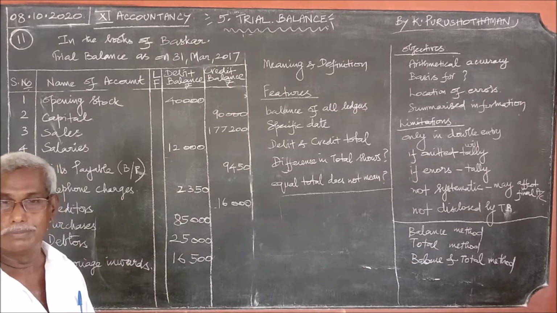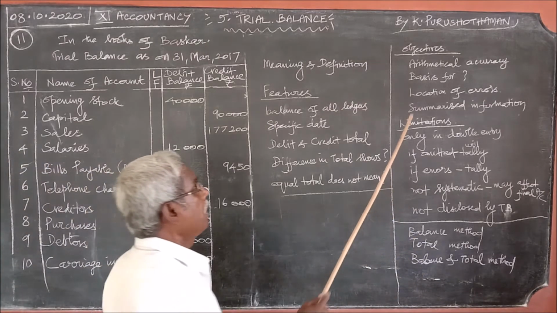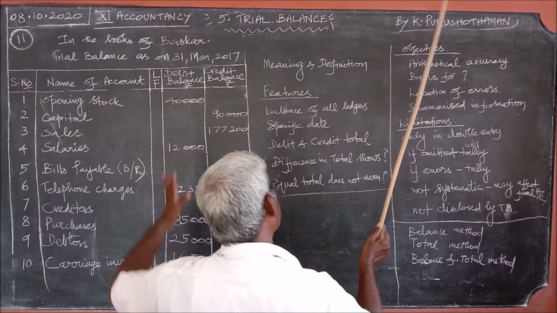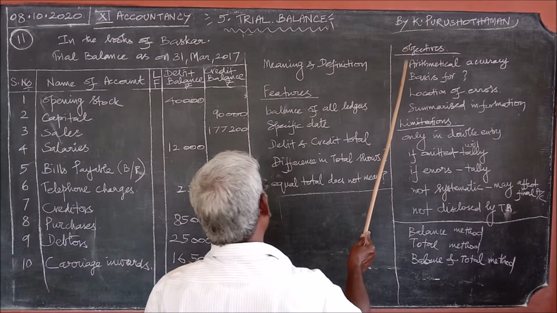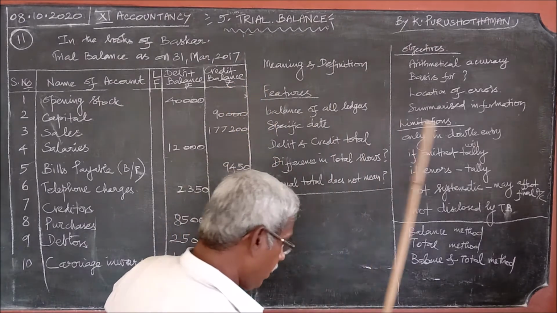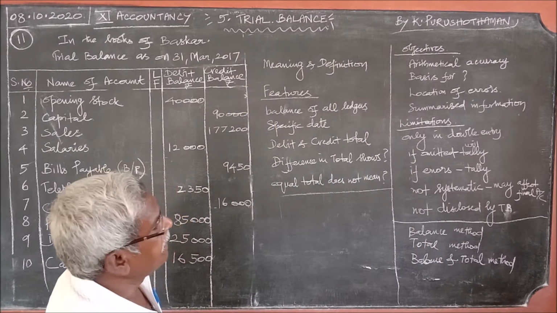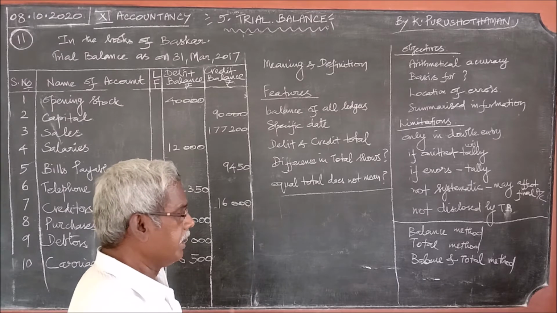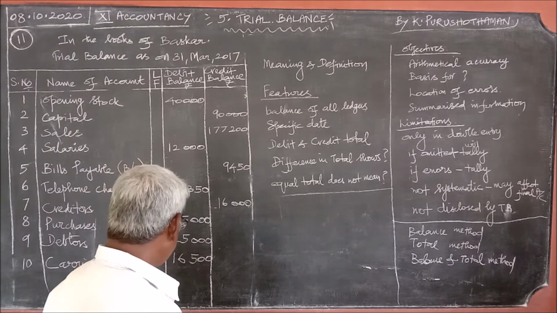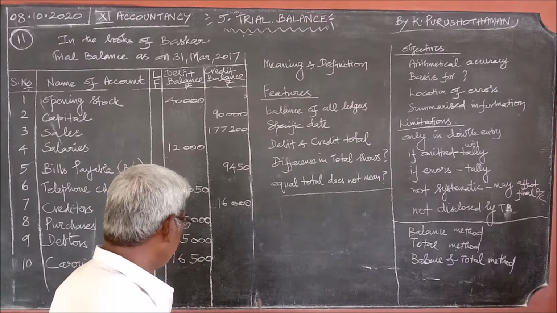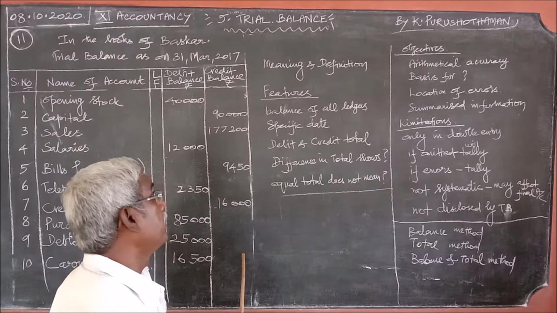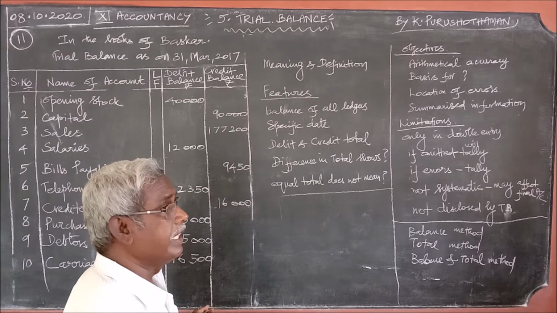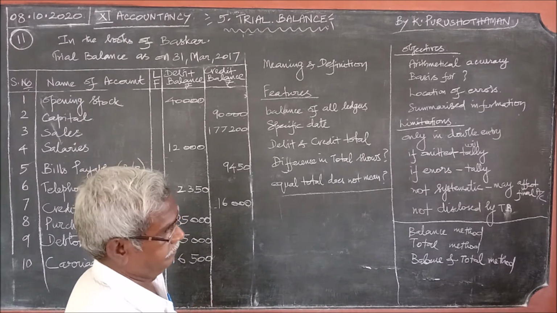We cannot say so. Then, what are the objectives of preparing this trial balance? One, the arithmetical accuracy. What do you mean by arithmetical accuracy? It is nothing but if the totals are correct, we can say that the accounts prepared are arithmetically accurate.